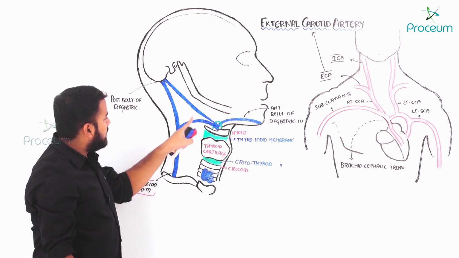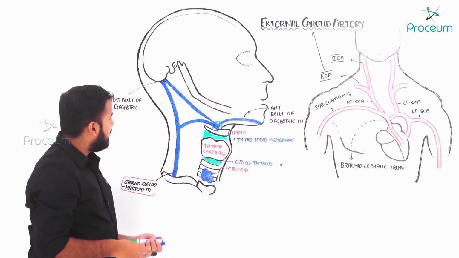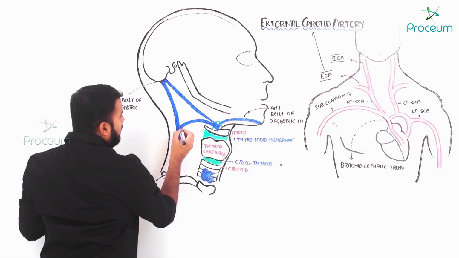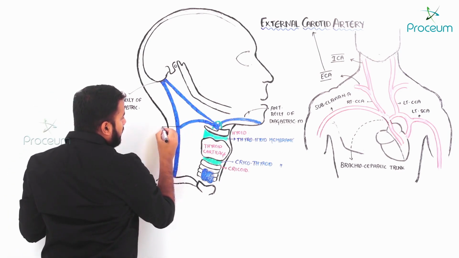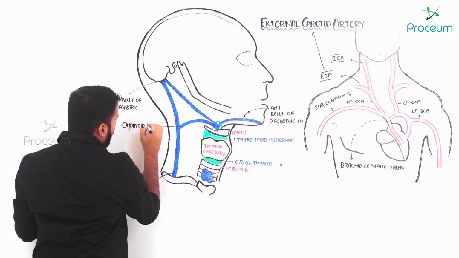Cool. Now what is this muscle here? This muscle is called the omohyoid muscle. What is the name of this muscle over here? This is called the omohyoid muscle.